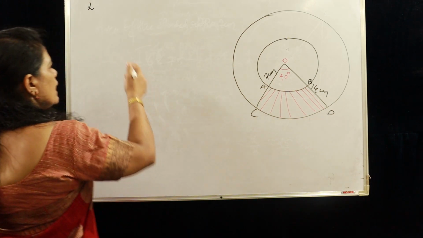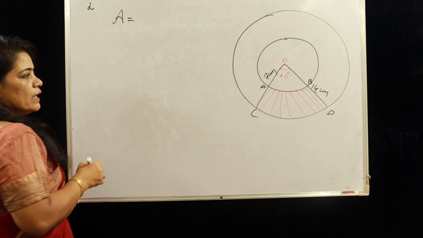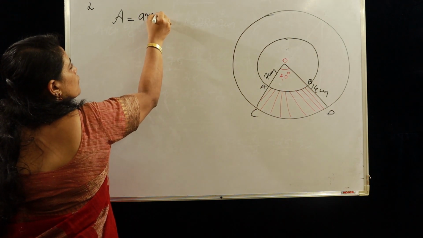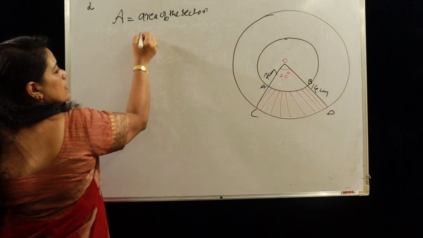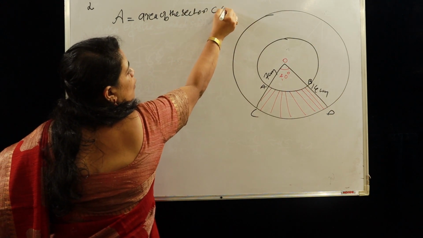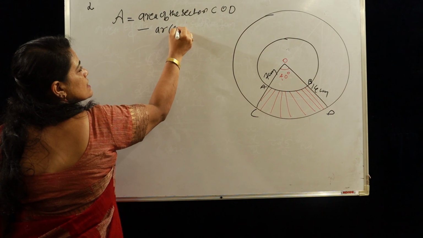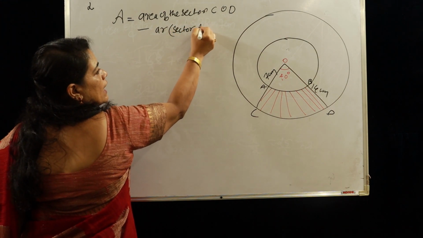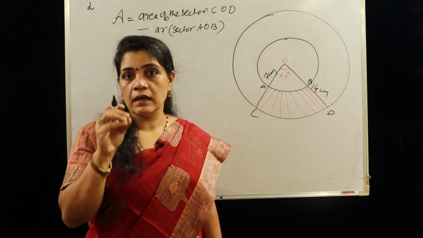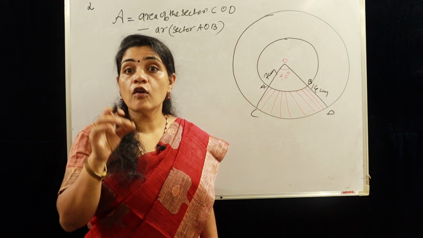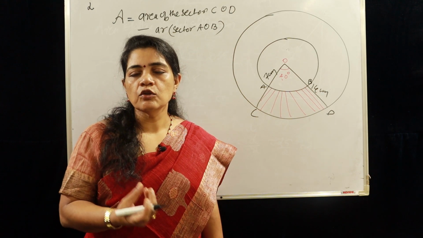So the area of the shaded region A is equal to the area of the sector COD minus the area of the sector AOB. Both have the same angle at the center, that is 40 degrees. And what is the area of a sector, children? Theta by 360 into pi r square.